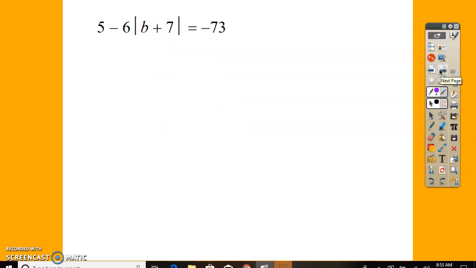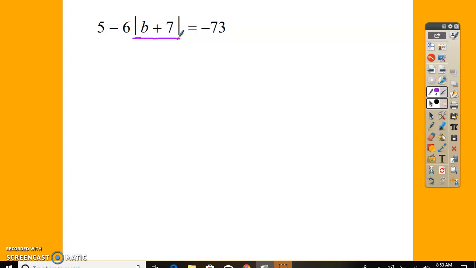And we have 5 minus 6 times the absolute value of b plus 7 equals -73. Again, we have to isolate that absolute value. So I need this absolute value portion by itself first. Be really careful with ones like this. You cannot do 5 minus 6 and make that a -1. Order of operations, you are not subtracting those. We are moving both of those to the other side of the equation.